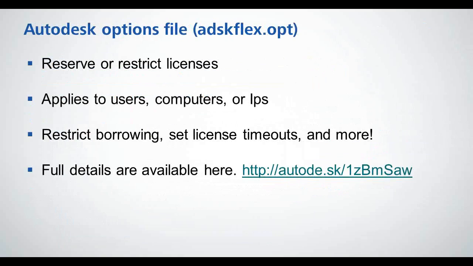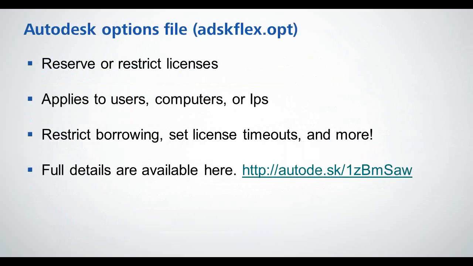Going into the options file a little bit, this is essentially just a text file that you create. You rename it adskflex.opt and you put it in the same location that your license file is in, same folder. You can do a lot of really powerful things with this. You can reserve licenses for people. You can restrict licenses so that only certain people can get them. You can set this up based on users, based on computers, based on IP addresses. You can set groups of users and then have different rules apply to them. You can restrict borrowing, set timeouts.